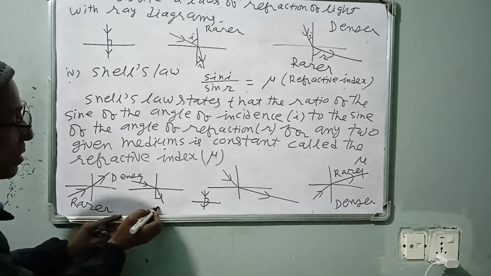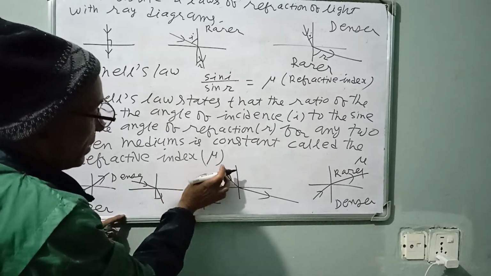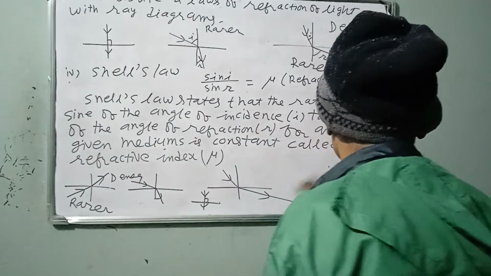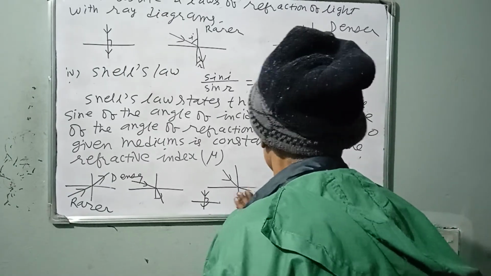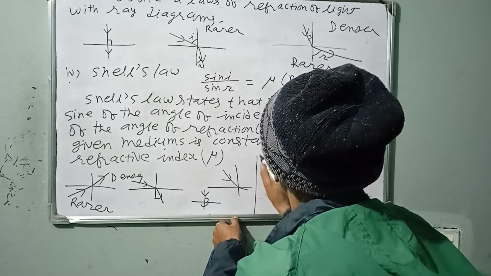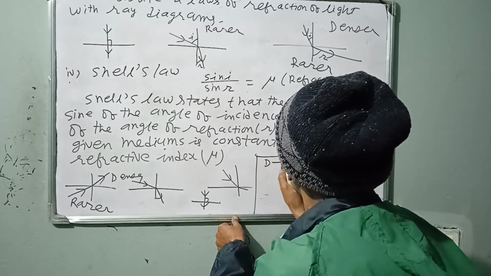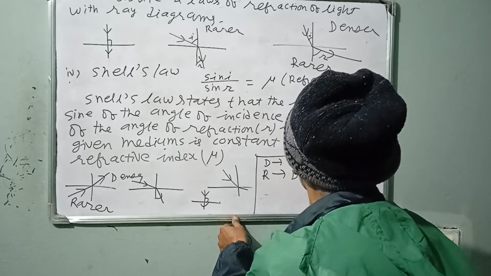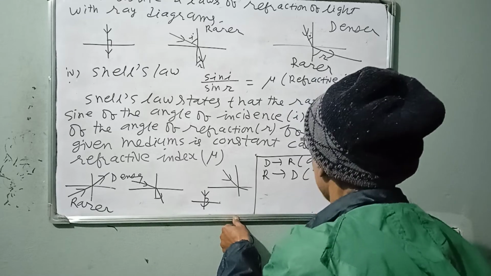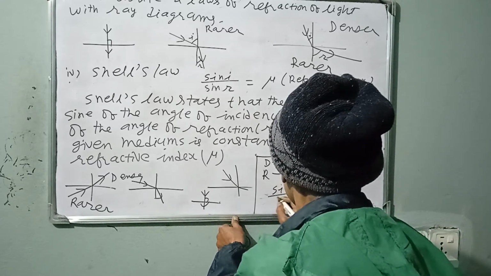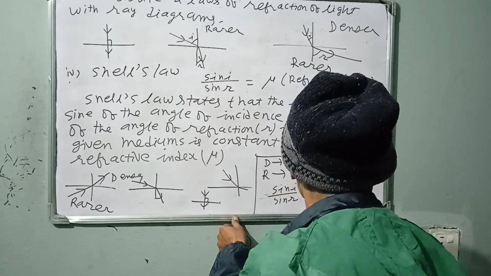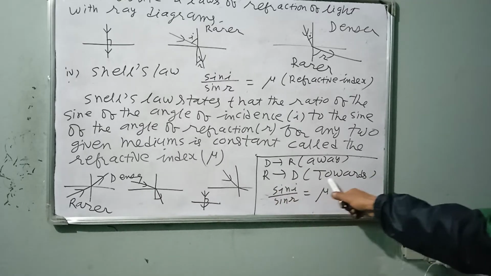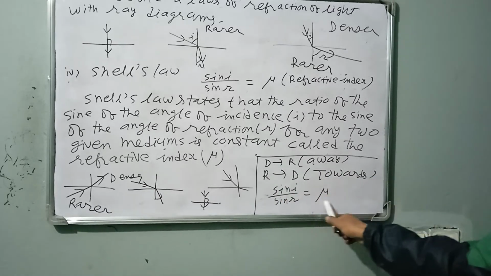Rarer to denser, towards. Denser to rarer, away. So the technique to understand is this one. D to R, away, and R to D, towards. Sin i by sin r equals mu. See, denser to rarer away, rarer to denser towards, sin i by sin r equal mu.